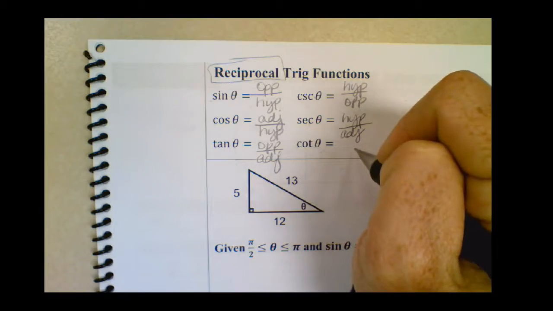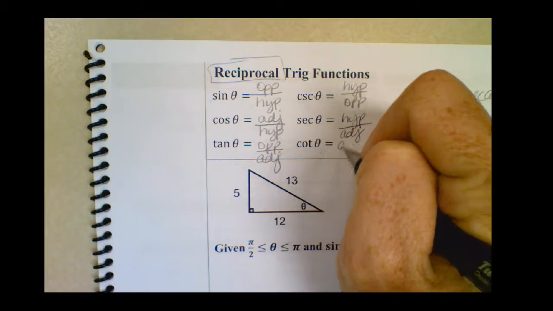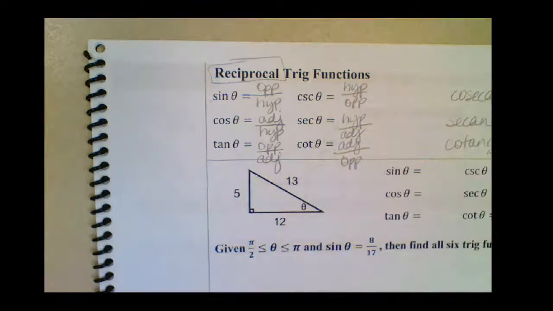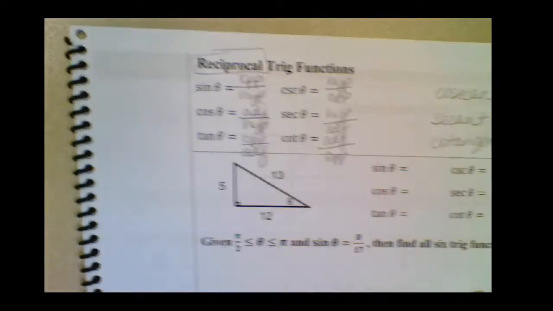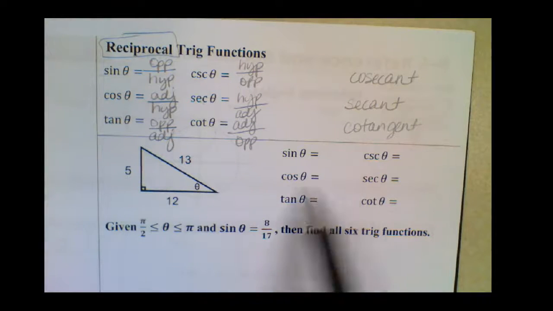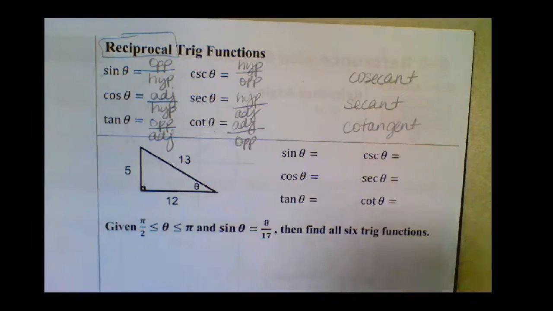And cotangent is adjacent over opposite. It's pretty simple. They're just a different method that you can use. So down below, we're now going to try and find all of our 6 trig functions. So if I ask you on a quiz, find all 6 trig function values, you would do what we're going to do right here in this section.